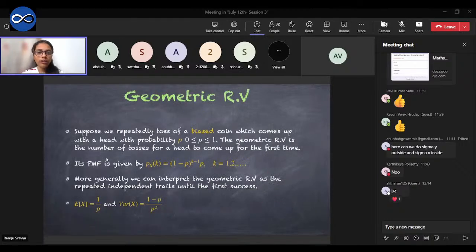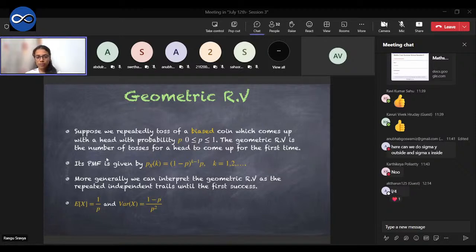Geometric random variable. Again, consider the coin toss. Again, have probability for a head, let it be p. And now geometric random variable is the number of tosses for a head to come up for the first time. Its PMF is given by p_X(k), which is equal to (1 minus p)^(k minus 1) into p, for k equal to 1, 2, and so on. So, geometric random variable, that is the number of tosses for a head to come up for the first time.